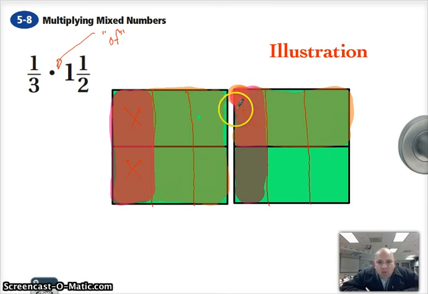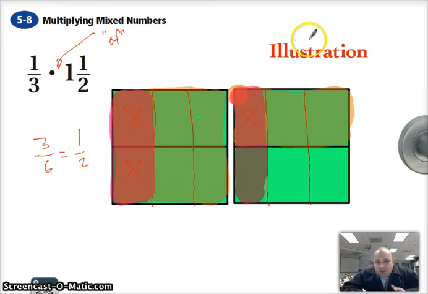Well, what are the sizes of those pieces? Well, if I look at this whole, it is 1, 2, 3, 4, 5, 6. So I've got 1/6, 2/6, and this is a 3/6. So if that's 3/6, what we actually have is 1/2. So 1/3 of 1 1/2 is half. These 3/6 combine to make 1/2.